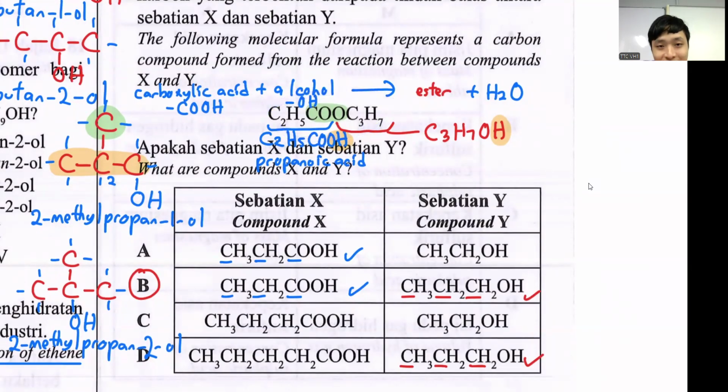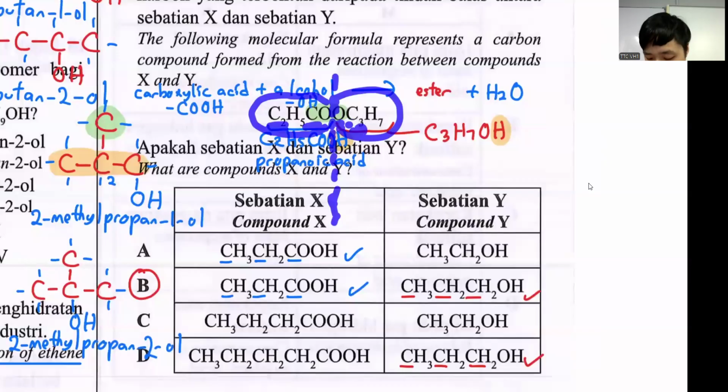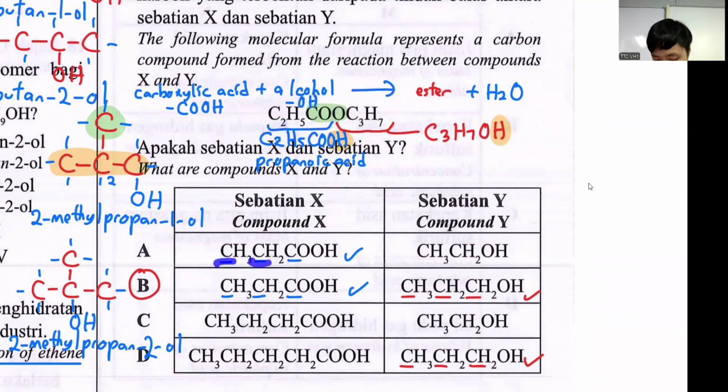The front part shows you the formula for the carboxylic acid, which has 3 carbon, correct? Yes, this carboxylic acid has 3 carbon. It shows you in the ester. The other part is the part for alcohol. This alcohol also has 3 carbon. Am I right? So that's why you just find the one that has 3 carbon. That's all.